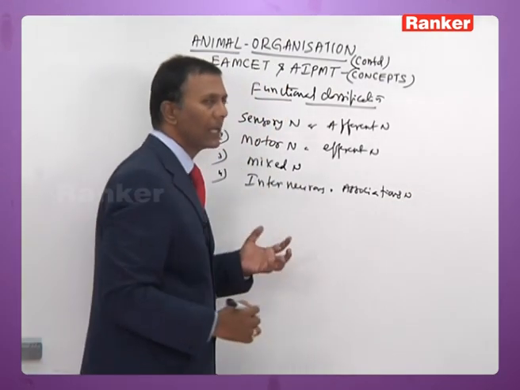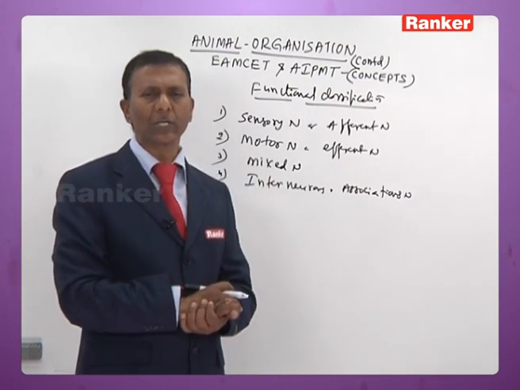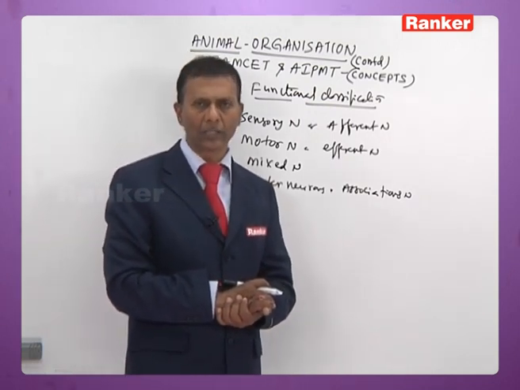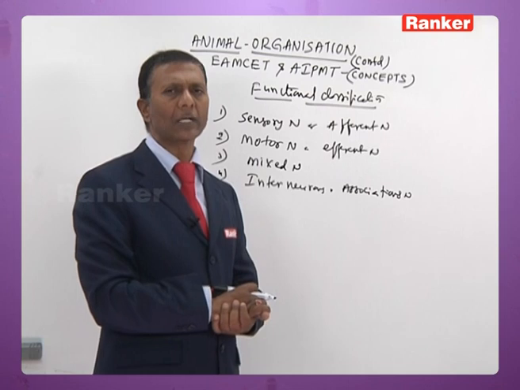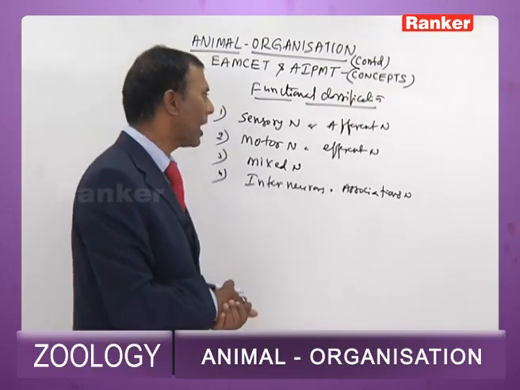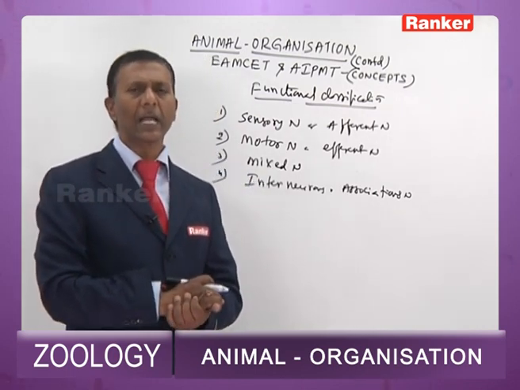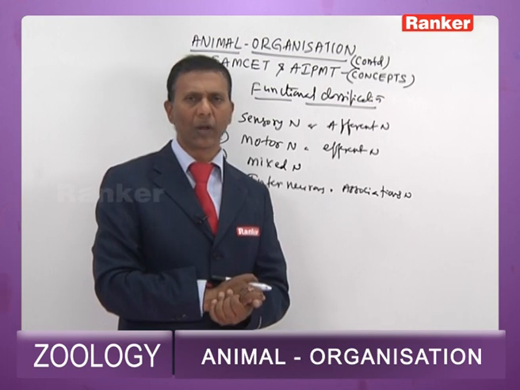The neurons within the brain and spinal cord are called association neurons or interneurons. With regard to functioning, neurons are divided into 4 types: sensory or afferent neurons, motor or efferent neurons, mixed neurons, and the next one is interneurons or association neurons.